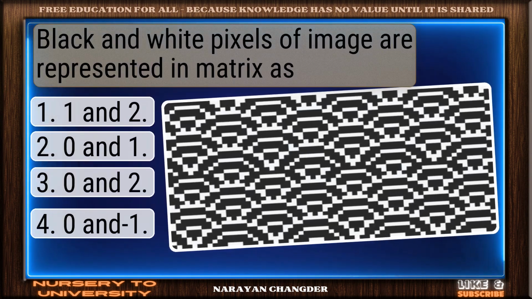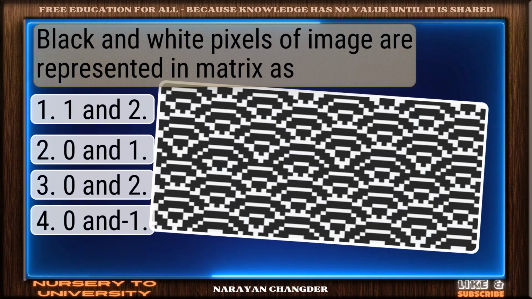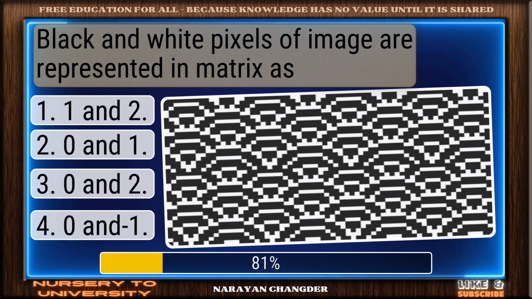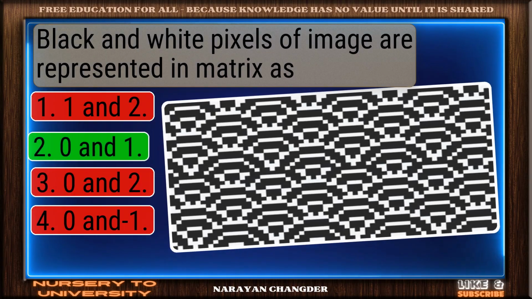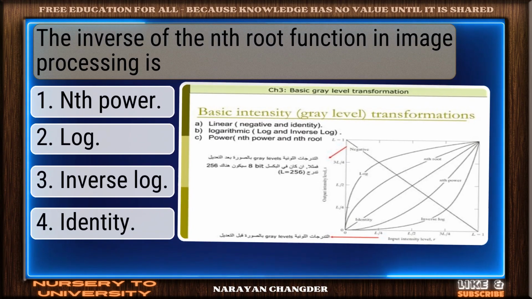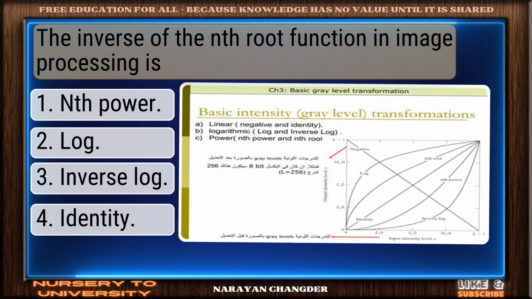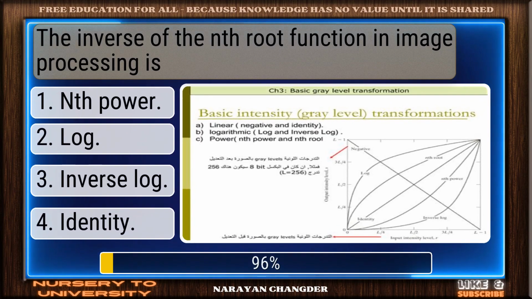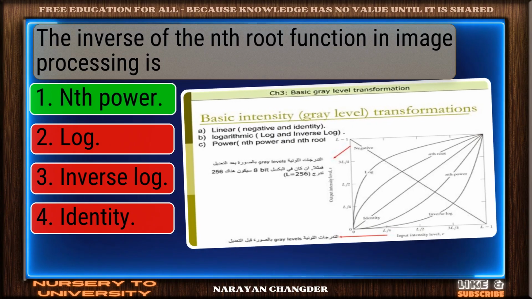Question number 42. Black and white pixels of image are represented in matrix as. Strong choice. 0 and 1 is the right answer. Question number 43. The inverse of the nth root function in image processing is. Valid point. Nth power is true.